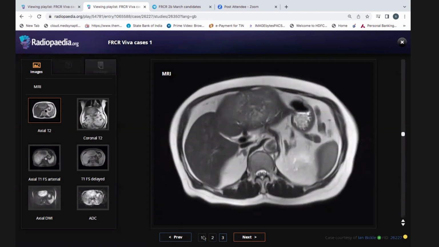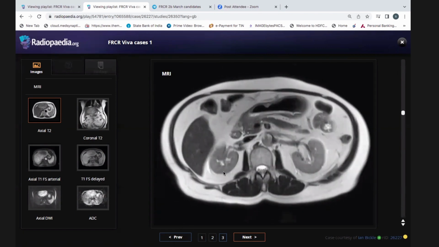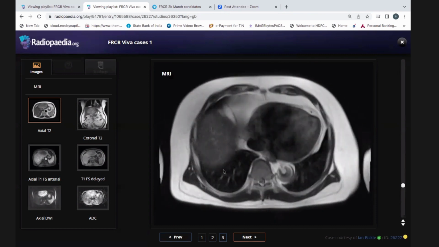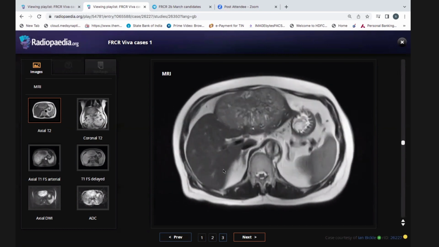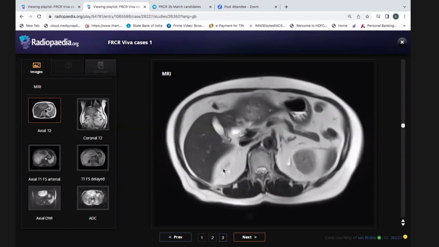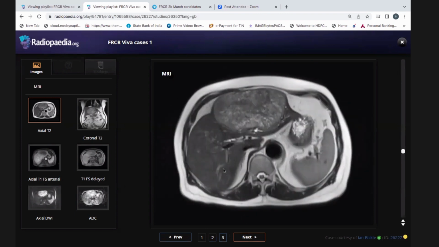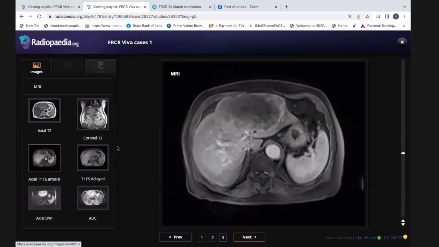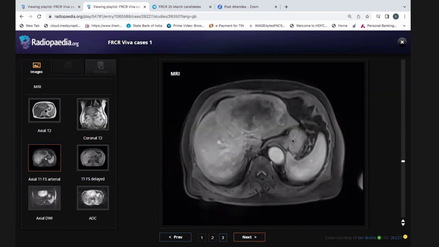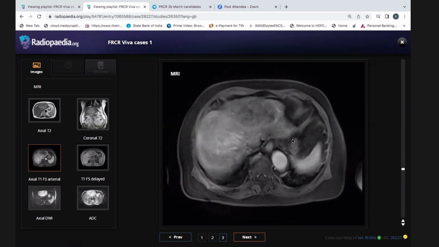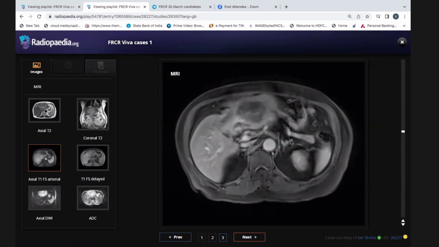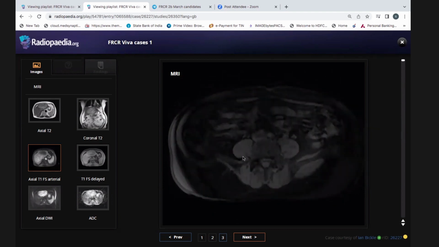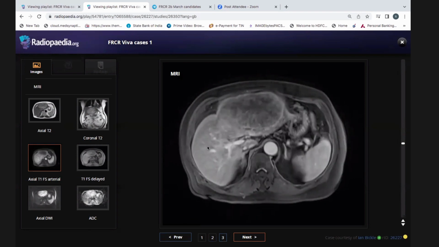MRI of this patient, T2. Can I scroll between the sequences or only T2? Yes, you can scroll between the sequences. T2 shows a heterogeneous mixed high and intermediate signal intensity with area of cystic changes. Arterial phase shows heterogeneous peripheral enhancement. I couldn't detect any other focal hepatic lesion.